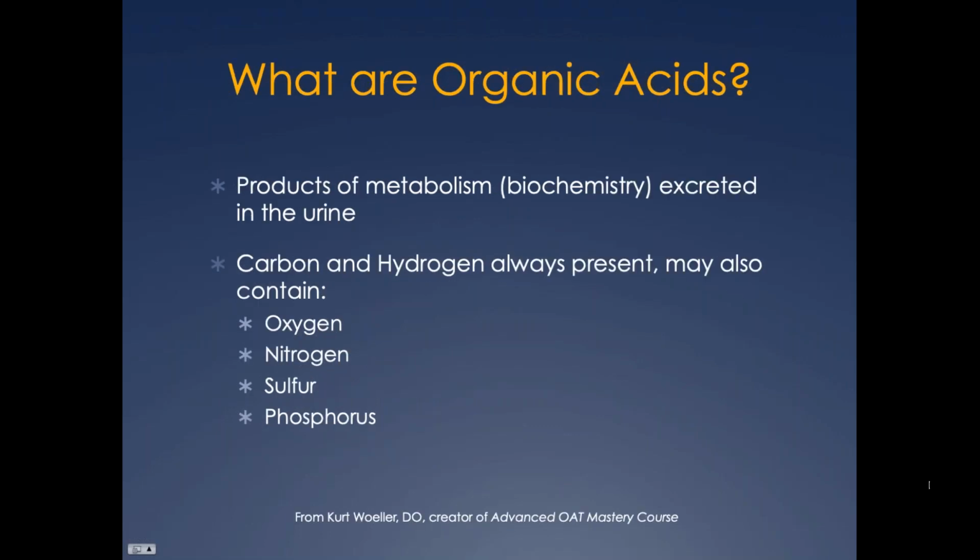But ultimately, we're talking about organic acids here. So what are organic acids? They are, as I mentioned earlier, products of metabolism. That's another way of saying basically the biochemistry that's happening in the body everywhere, all the time. And these are essentially waste products that need to then be removed from the body. And typically this is done by excreting them in the urine.